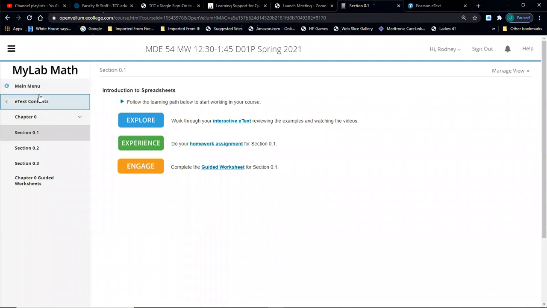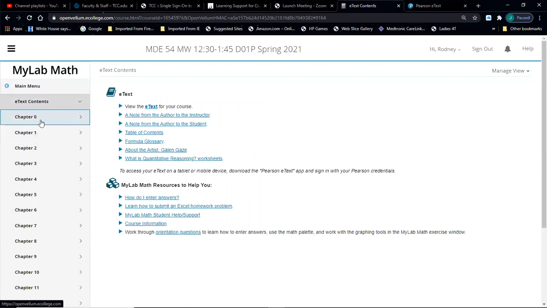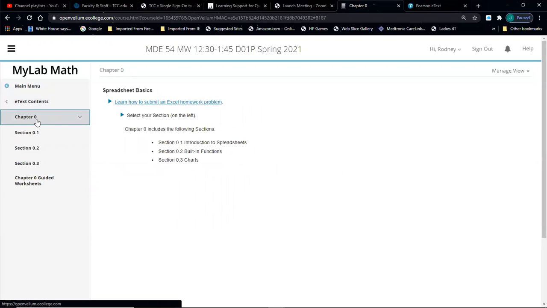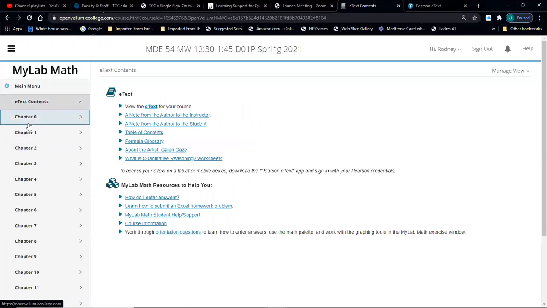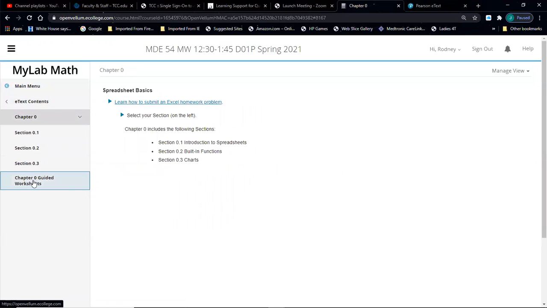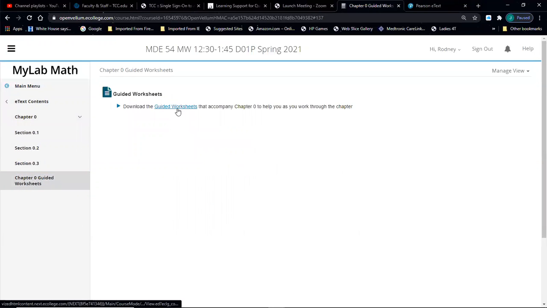The guided activities. So you go to the bookstore, you got 2 options. You go online, you got 2 options. The first one doesn't have the workbook, the second one does. The more expensive one does. I say it's an optional purchase because you can access them online. You just go to the chapter you want to get the worksheets of from the eText. So you'll want to see chapter 0. Chapter 0 guided worksheets. Open that up.